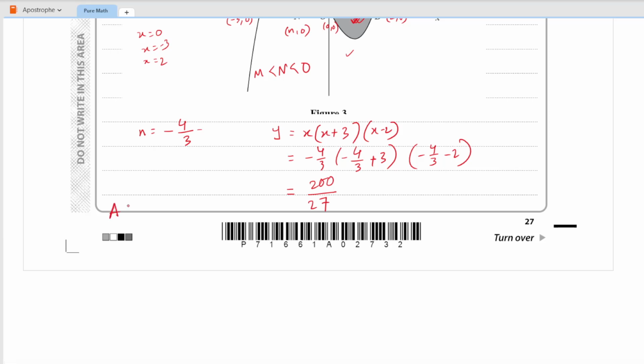So A is, this was the x value, so A is negative 4 over 3 and 200 over 27. Don't forget to write your answer like this, because the question asks for the coordinates of the point A.